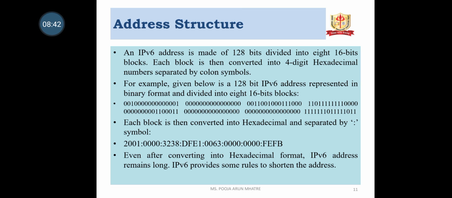That becomes 2001:0000:0000:0000:0000:3238:DFE1:0063:0000:0000:FEFB. Even after converting into hexadecimal format, the IPv6 address remains long. IPv6 provides some rules to shorten these addresses.